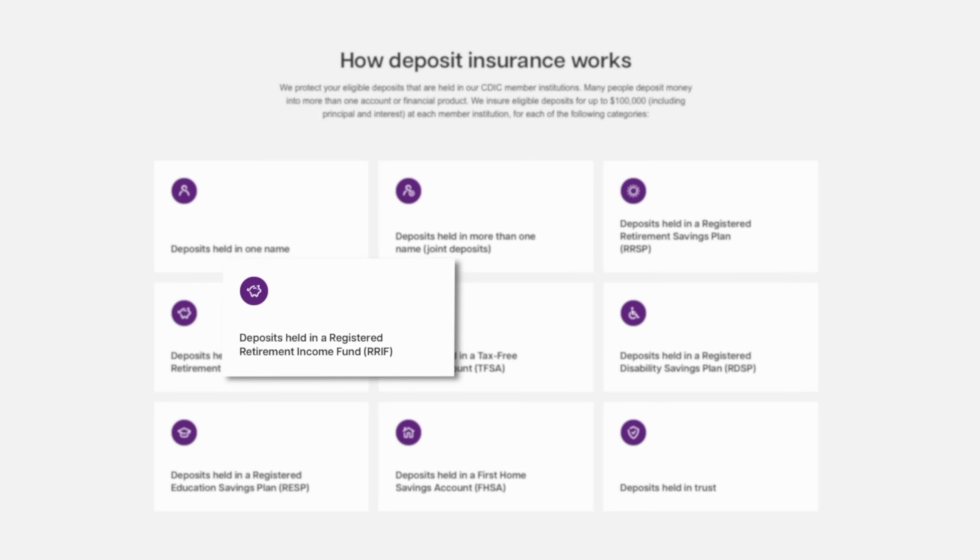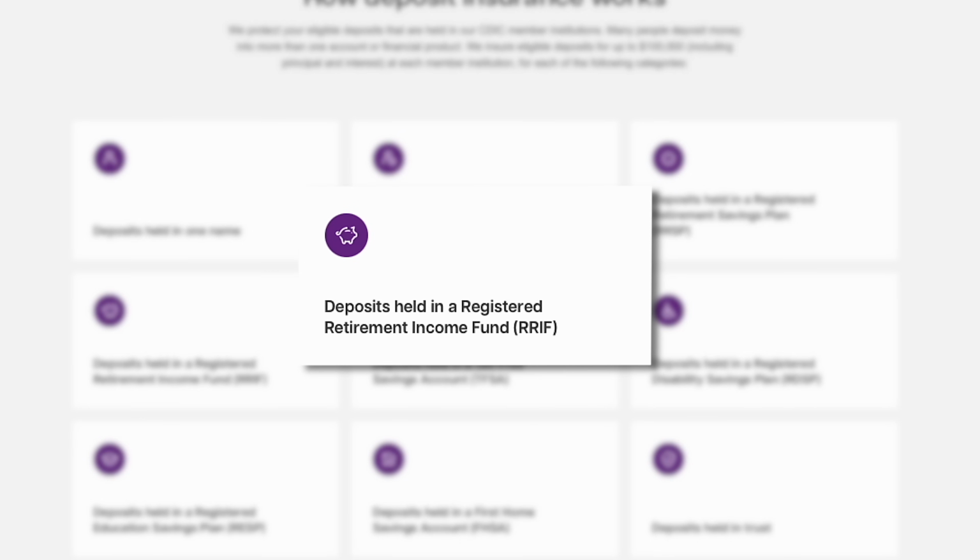and you also have the option to withdraw more money if you want to. Now, just like the RRSP, the RRIF is one of the 9 categories that CDIC covers. So deposits held in an RRIF have $100,000 worth of coverage that's separate from any of the other categories, and only eligible deposits are covered.